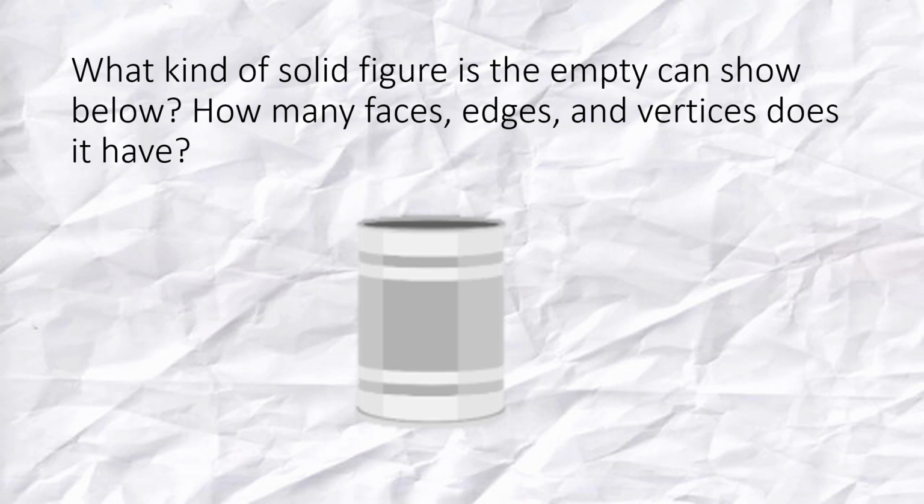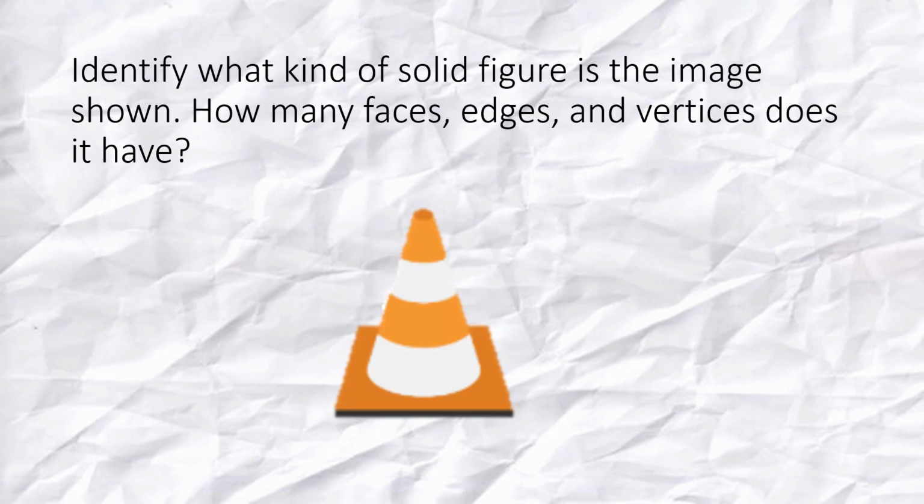What kind of solid figure is the empty can shown below? And how many faces, edges, and vertices does it have? The can has two circular bases and a curved face. So this is the first circular face, and then at the bottom part is the other circular face. Thus, this kind of solid figure is a cylinder. A cylinder has only one curved face on its body. It has two edges lining the circular bases, and it has no vertices.